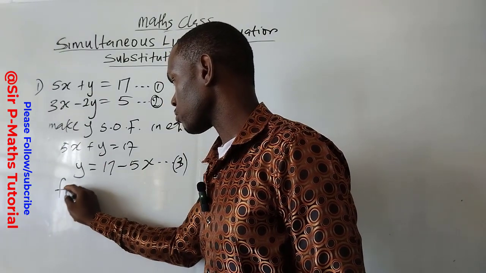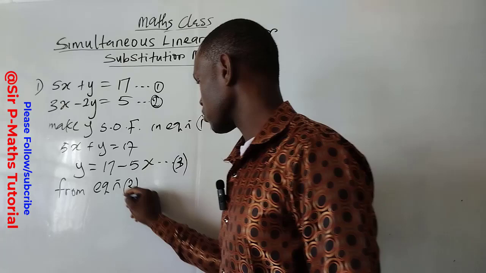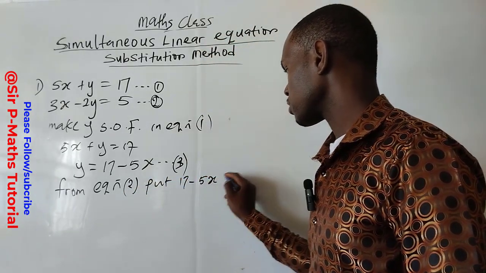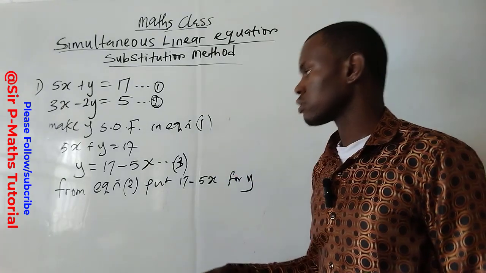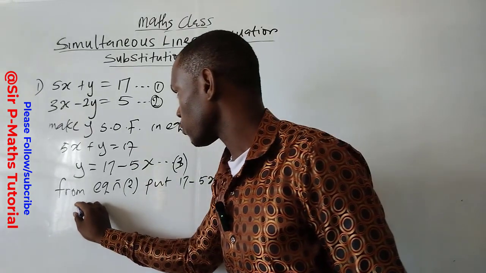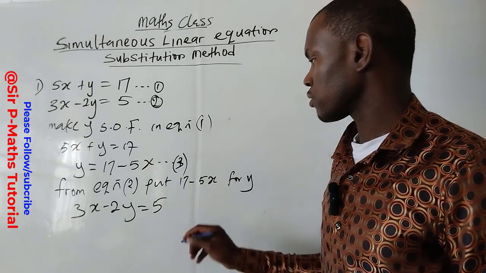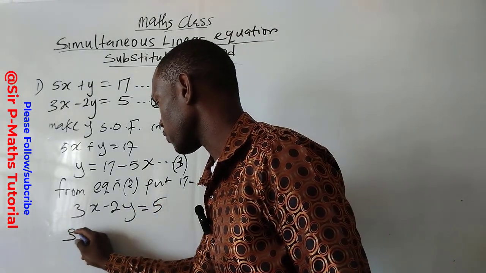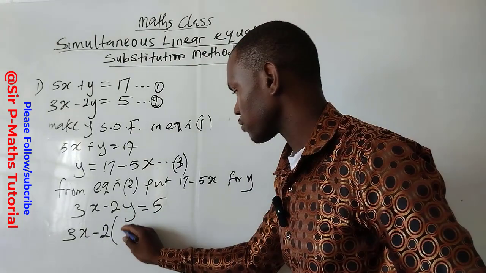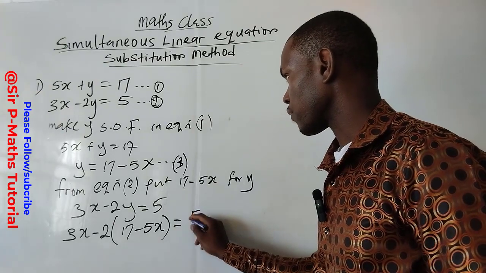So we go back to equation 2, and put 17 minus 5x for y. Wherever you see y, put 17 minus 5x. Now equation 2 says 3x minus 2y equal to 5. Then we substitute. I'll have 3x minus 2 into, then y, 17 minus 5x, equal to 5.